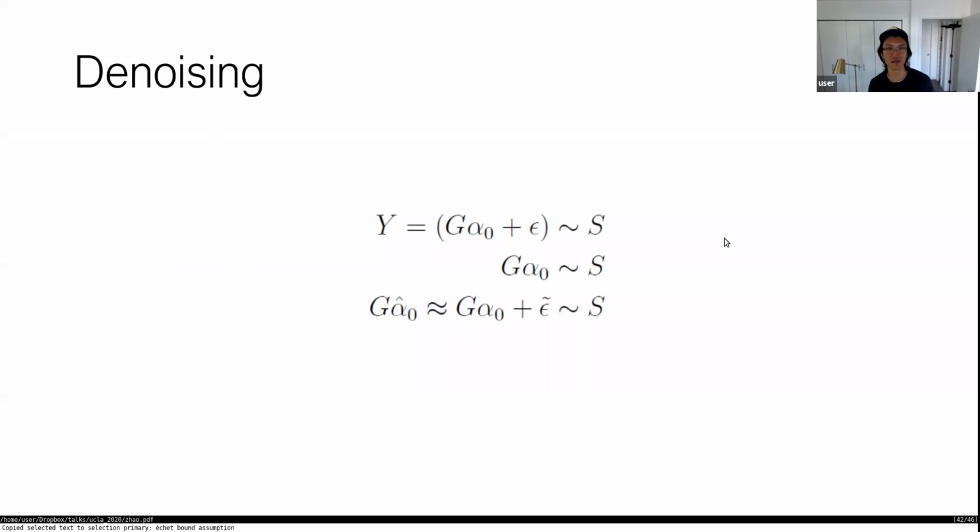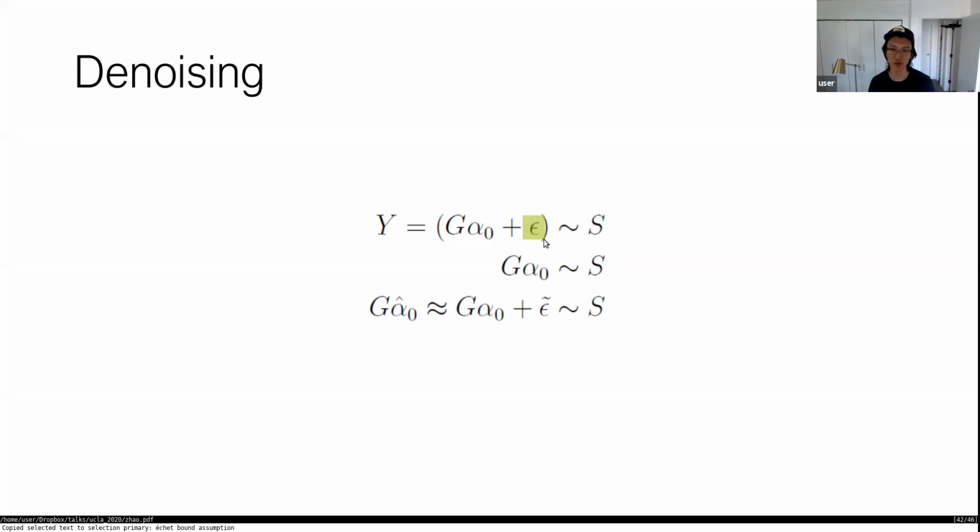The second intuitive explanation for what's going on is denoising. If you regress Y on S, if Y truly equals some effect of G plus error, then this error term is hurting you in terms of power. And if you could regress just G alpha on S, then you wouldn't have this extra error term and you would get more accurate inference.